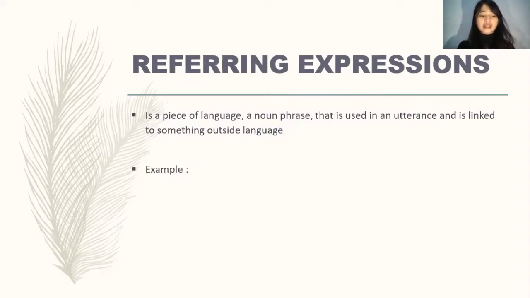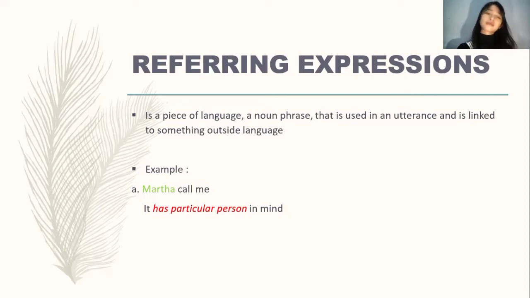A referring expression refers to something or someone, a clearly delimited group or thing. For example, the first sentence is "Martha called me." It has a particular person in mind, because we already know who Martha is, or I already know which Martha called me.